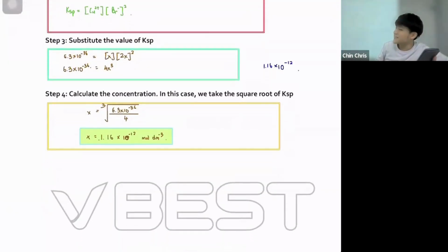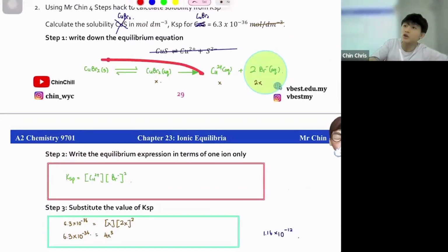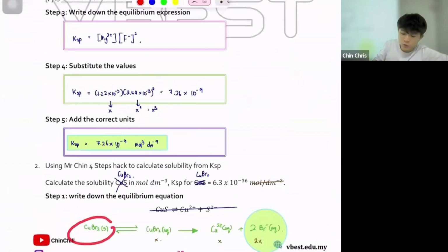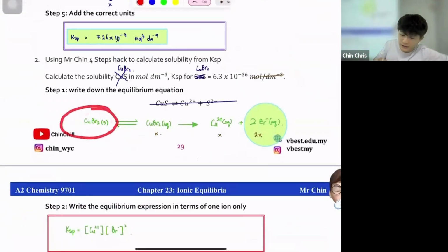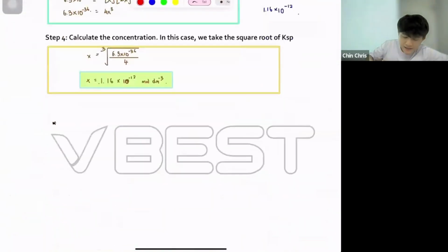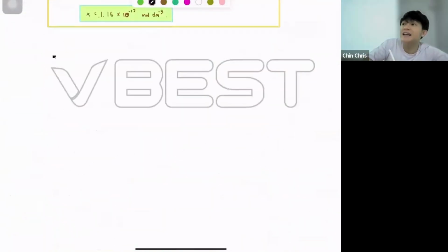Okay guys, now a final reminder: this method works all the time. So if you can do it the fast way, you just have to write this cube root. The second reminder is that sometimes the concentration is given in gram per dm cube. Remember, your Ksp calculation is always in mole per dm cube.